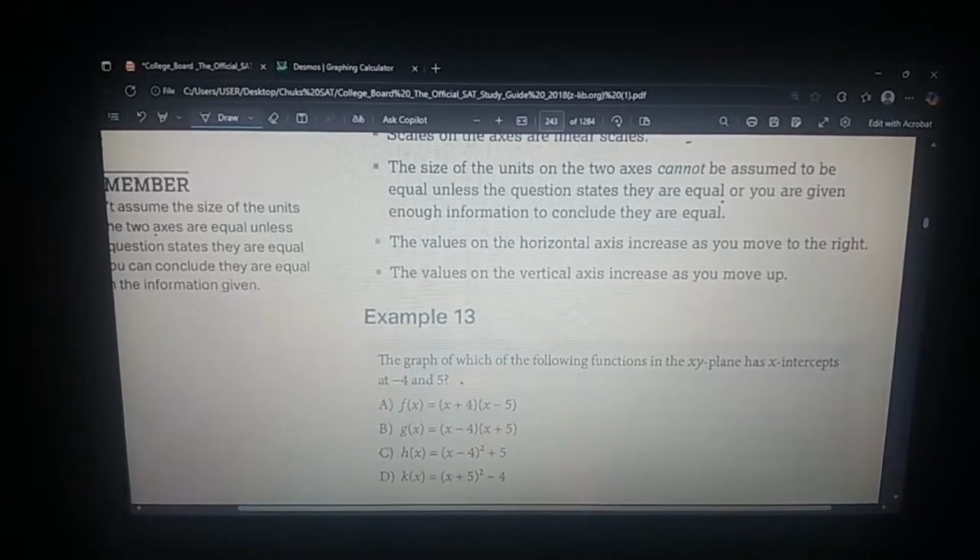So here we go. This is question 13, or example 13 rather, and it says the graph of which of the following functions in the xy plane has x-intercepts at -4 and 5. So they're looking at the graph of which of these functions has the x-intercepts at -4 and 5. What could that be? This is one of the easiest questions on the SAT.